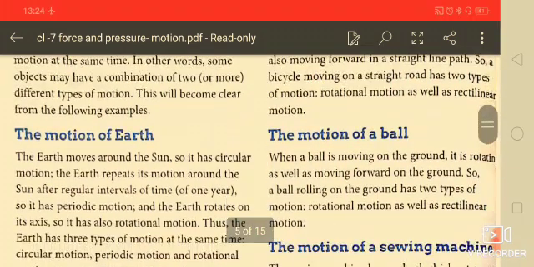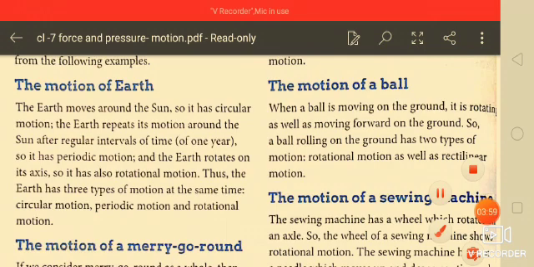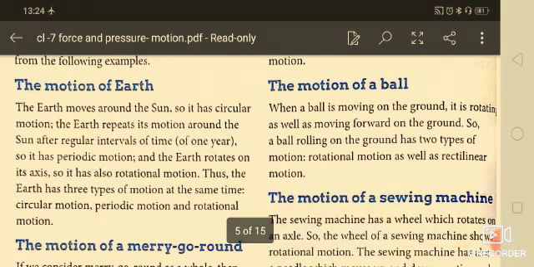Similarly, the motion of a ball. When a ball moves on the ground, it rotates as well as moves forward on the ground. So a ball rolling on the ground has two types of motion: rotational motion as well as rectilinear motion.